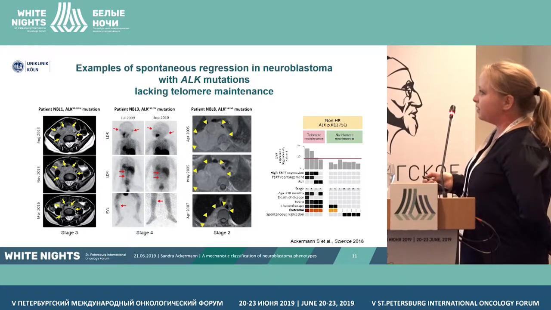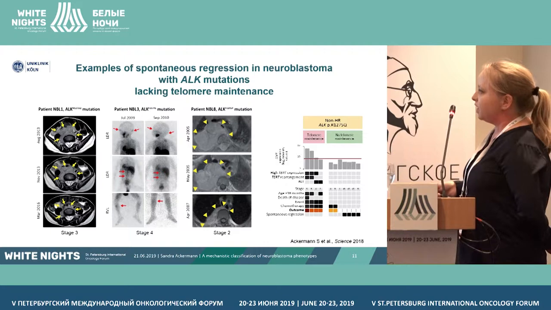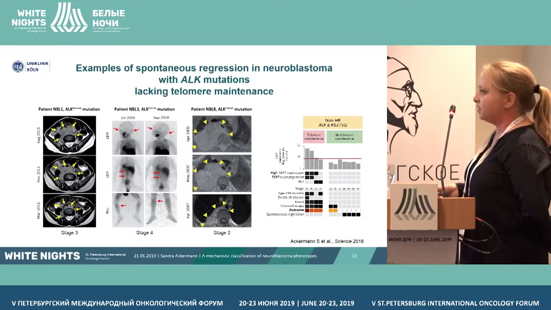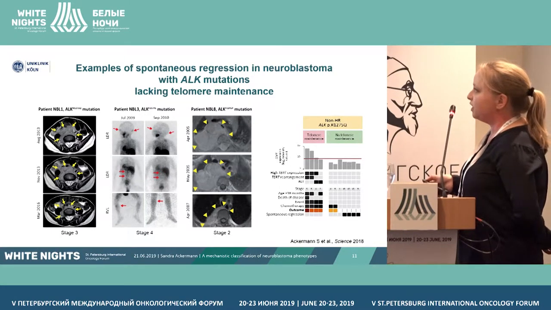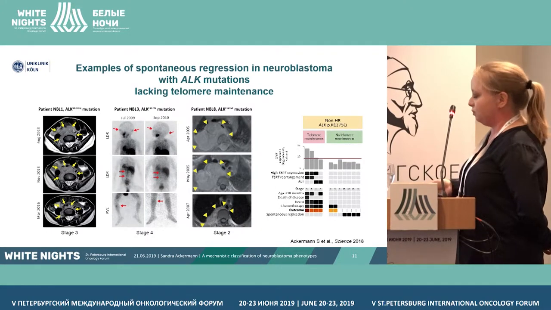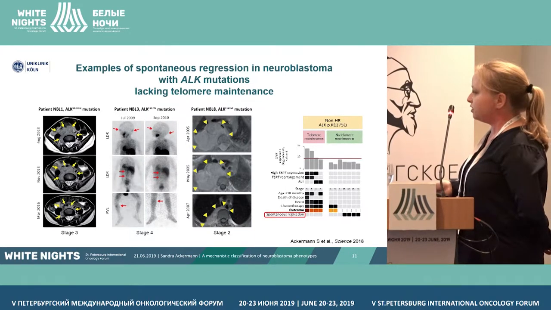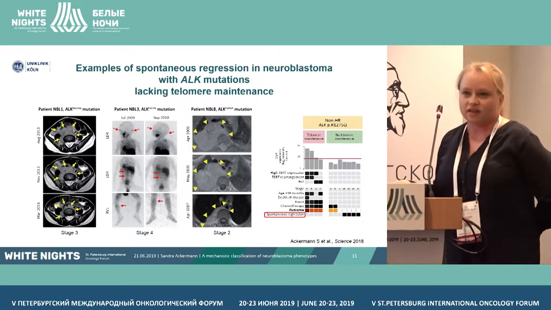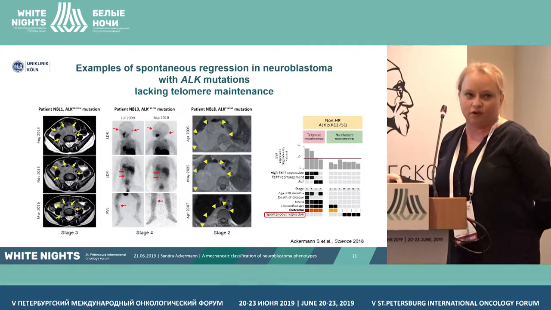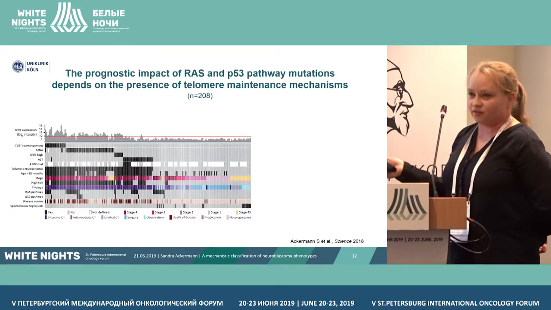When we looked at 11 patients with the identical ALK mutations, all non-high-risk patients, we saw that on the left-hand side in red, patients with telomere maintenance had very poor outcome, but on the right-hand side, patients without telomere maintenance had very good outcome. And we even saw spontaneous regression only in this subgroup. So, as I said, we thought maybe this is not only important for the non-high-risk group, but also for the main cohort. So this is a very busy slide.